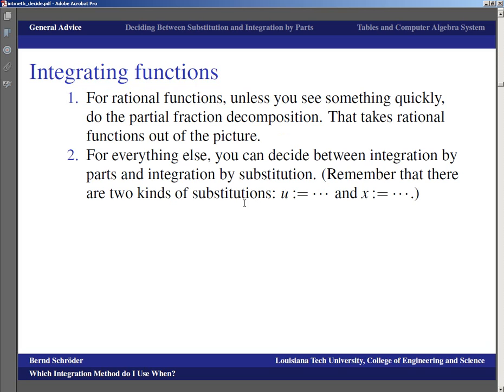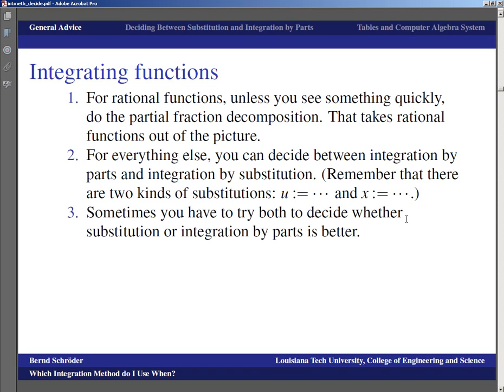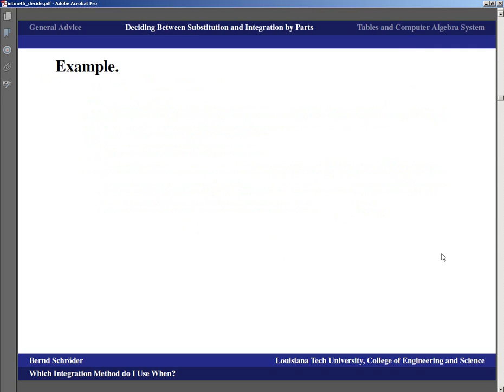And remember that there are two kinds of substitutions. There is the u substitution, u equals something, but there's also the substitution where x is equal to h of v. And sometimes you have to try both and decide whether substitution or integration by parts is better. Sometimes you even have to use both of them together, and then, of course, if worst comes to worst, you use an integral table or a computer algebra system.